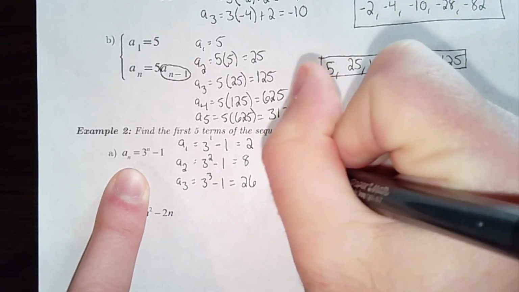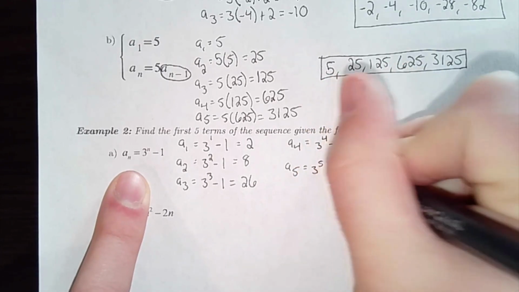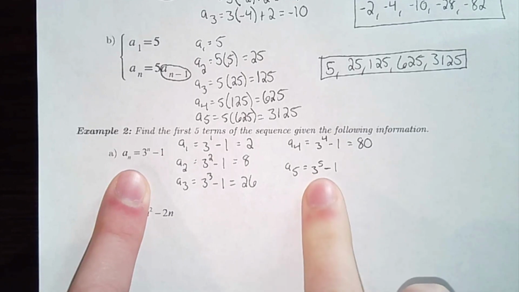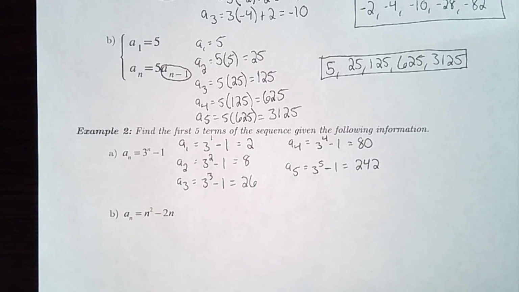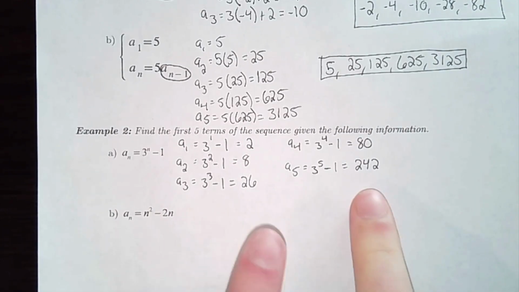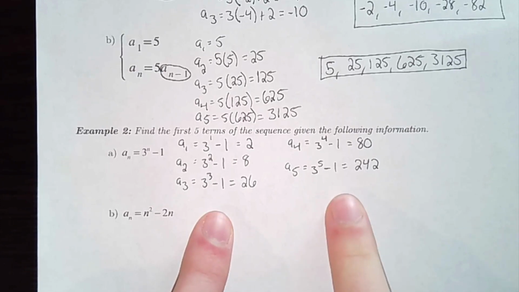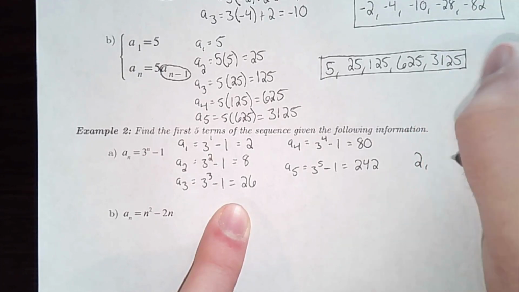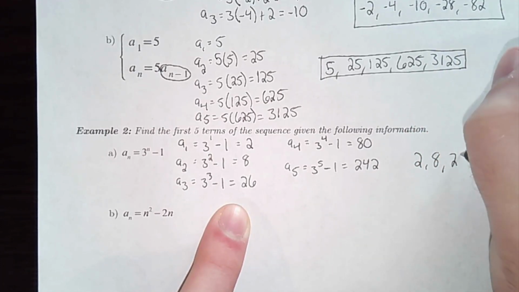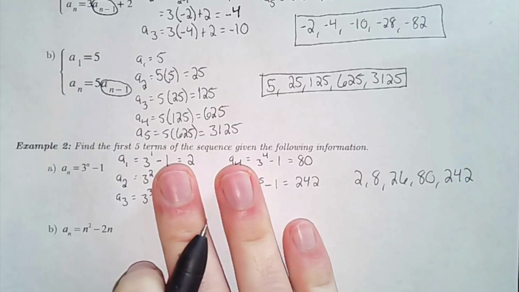And finally, a sub 5. Plugging in the 5 for that power on the 3, minus 1. 3 to the fifth is 243, minus 1 gives me 242. Okay, now I'm doing a lot of those. I already have my answer key here, so I'm using that. You may need to grab a calculator to work through some of these. Okay, and any old calculator will work. Doesn't have to be anything fancy for these ones. Should write my answer out here though. So 2, 8, 26, 80, and 242.